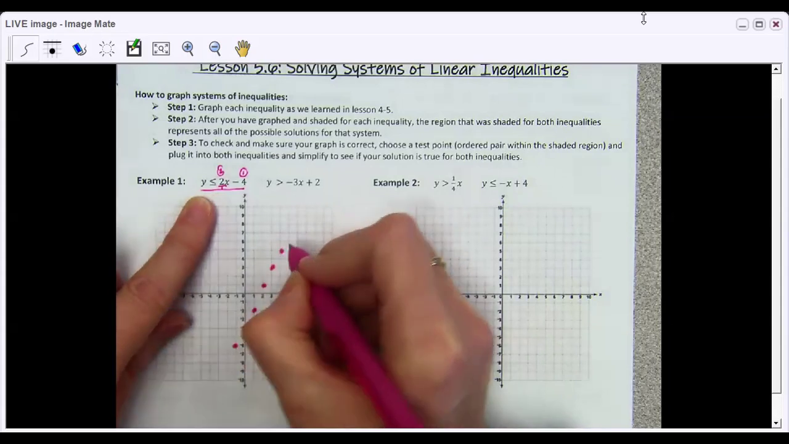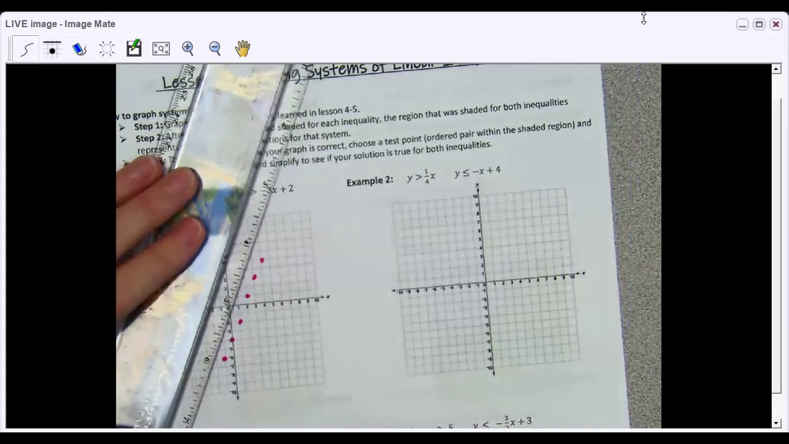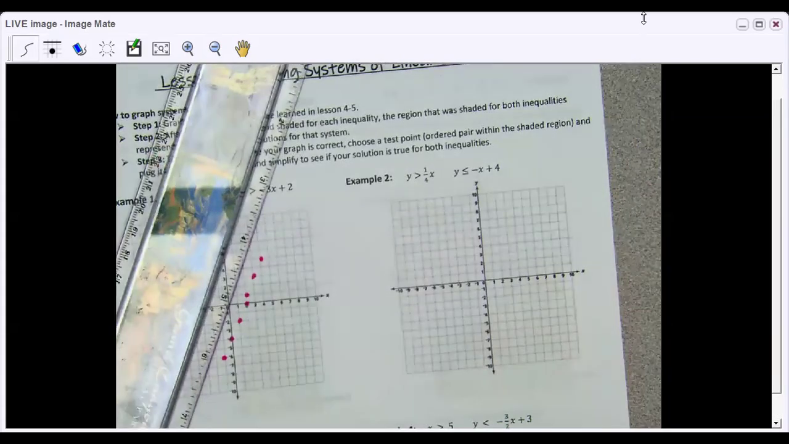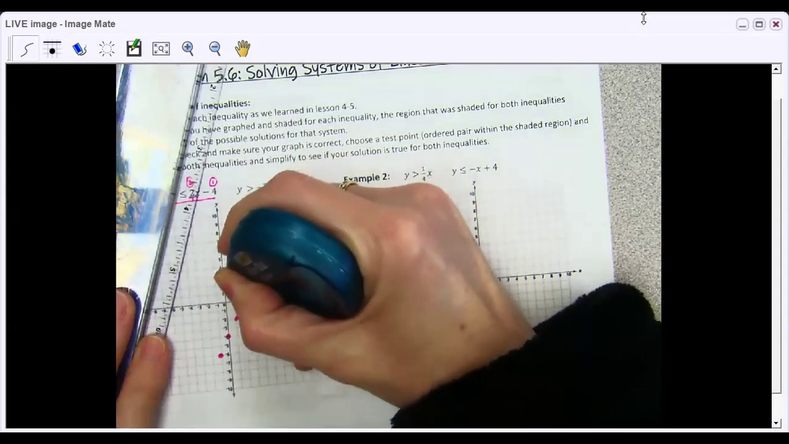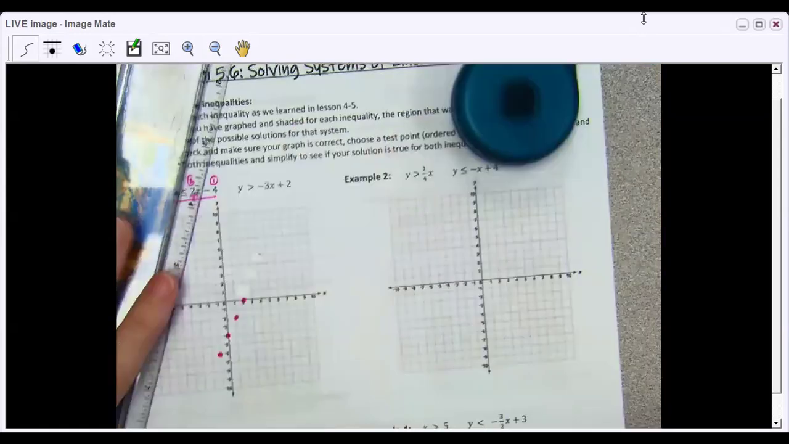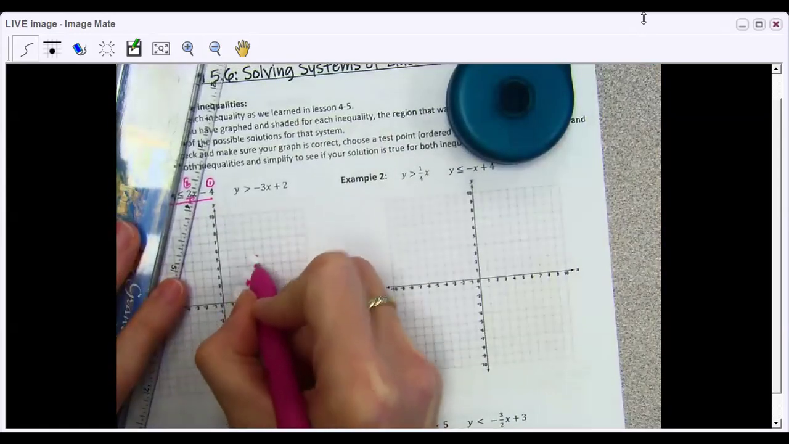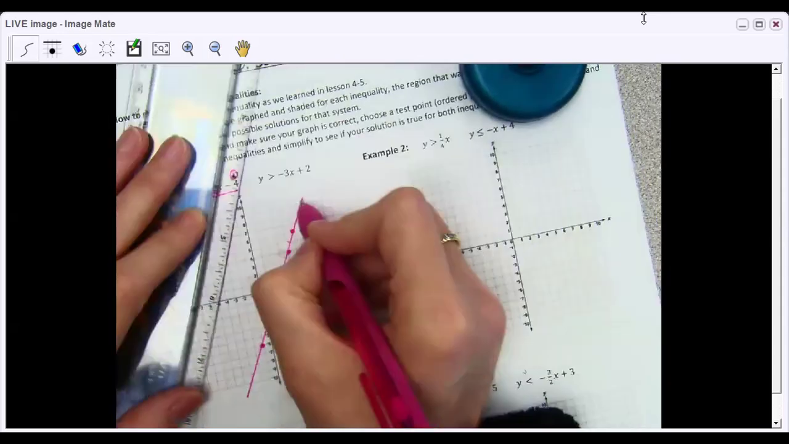And when you graph this, remember that you need to graph a solid line. Did I do that right? Oops, I messed up on my dots. Hold on a second. Fix that. Right. Because there's an equal sign, we're going to draw a solid line here.